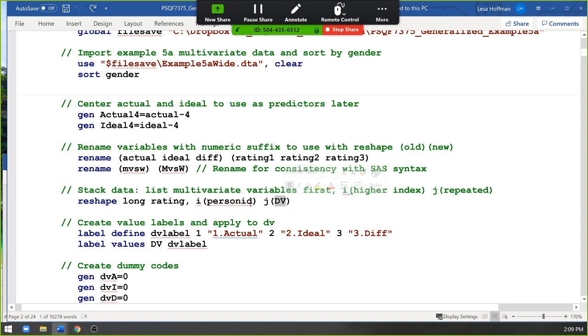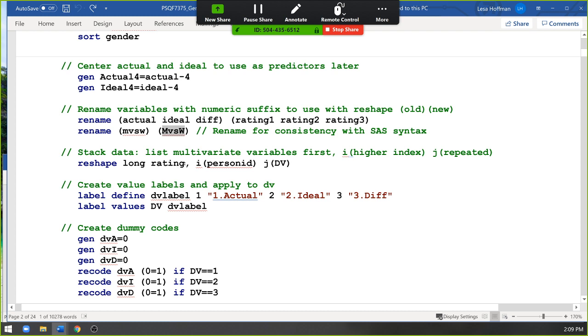So these are the names I'm giving it. I called it rating, I called this DV, but what goes into J are the numbers that are attached to the names here. So if this was 456, then the DV would be 456. It's whatever numbers go with this. And then of course I had to change the capitalization so that the variable label looks nice to me.